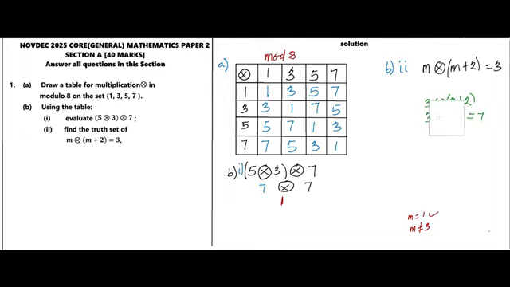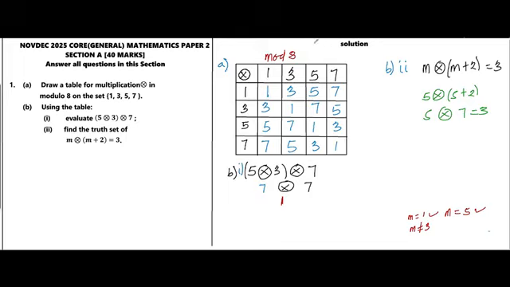Let's test the next number, which is 5. We repeat the same process. Anywhere we see m, we substitute 5. So we have 5 multiplied by (5 plus 2). Bracket first: 5 plus 2 is 7. So 5 multiplied by 7 in mod 8. From the table, 5 multiplied by 7 is 3. So meaning that, yes, indeed, m can also be equal to 5.